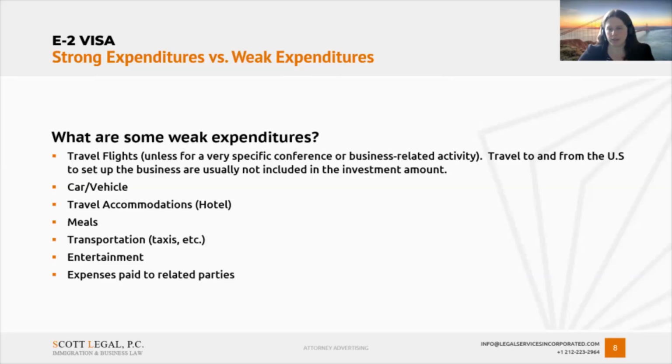Expenses paid to related parties. Let's say that you own a company abroad and they do website setup, and so you want your US company to pay your company abroad for website setup. This is just not going to be a very strong expense because the officer may look at it and say, well, you haven't put any money at risk. You've just transferred money from one company you own to another company you own. So that's why we would not advise doing expenses to related parties if at all possible.